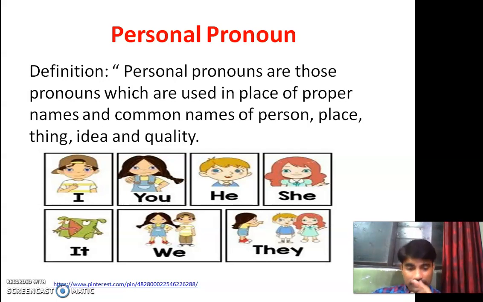And third person is he, she, it. He for male, she for female, and it for inanimate as well as animals. So these are third person. Now what is meant by third person? Third person means the topic of discussion. So about whom we discuss or talk, that is third person. The singular third persons are he, she, and it, and the plural is they. So please understand this particular person.